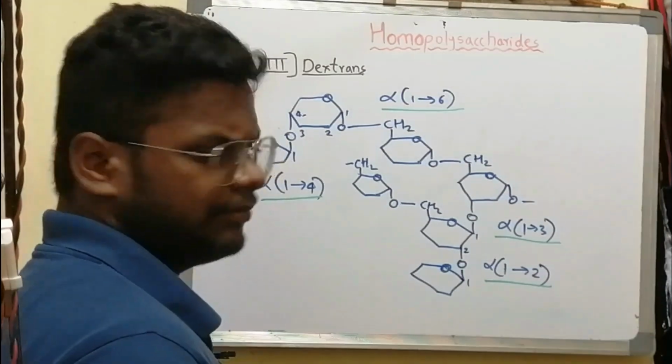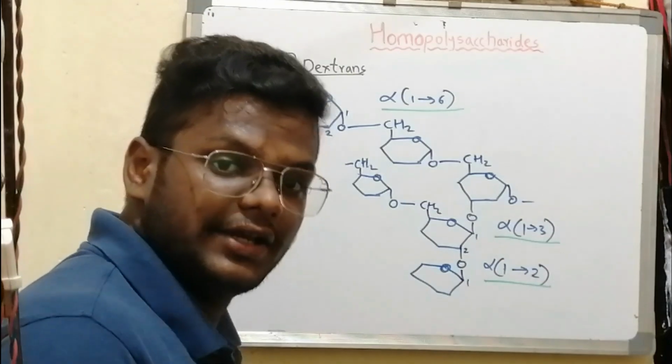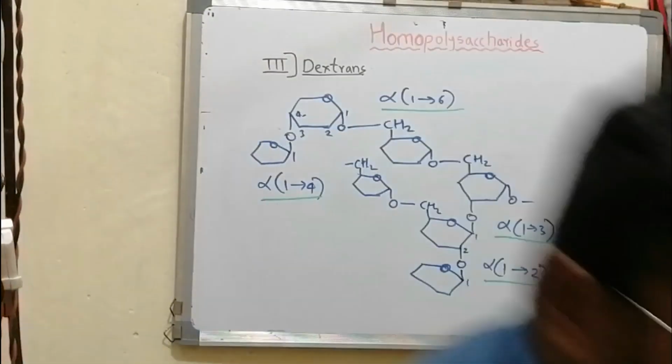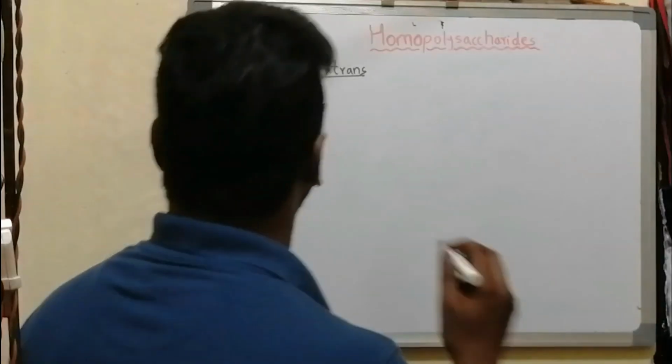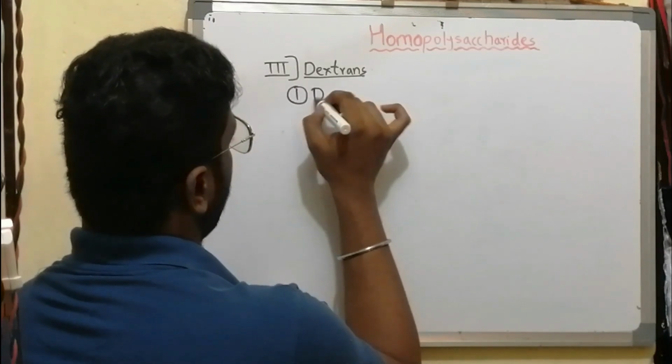Okay, but if the dextrans are present in the bacteria and yeast, why are we learning them? Because dextrans have some biomedical importance. And what are they? The first importance is formation of dental plaques.